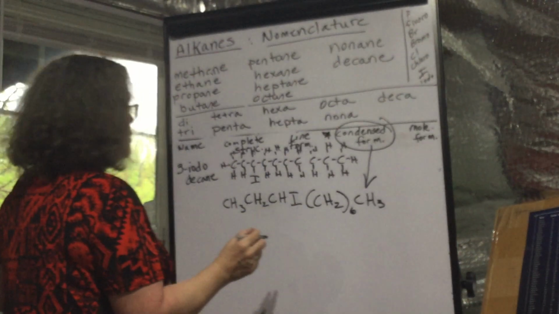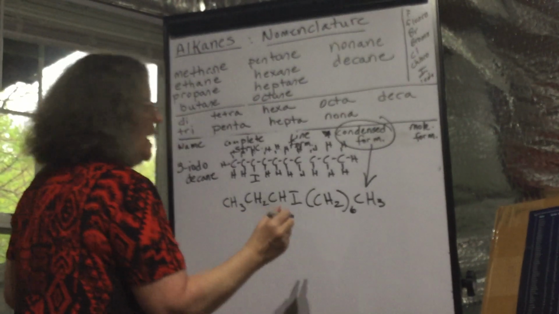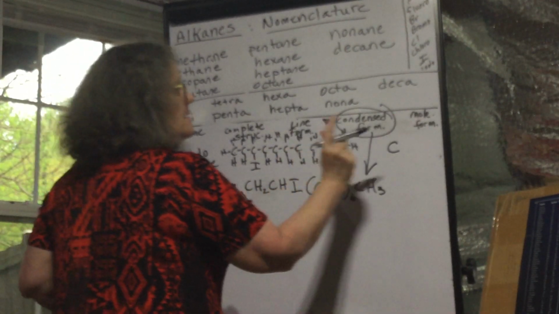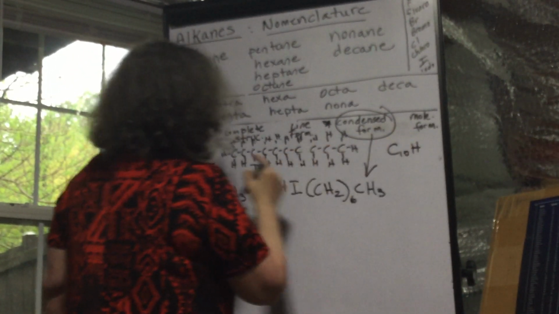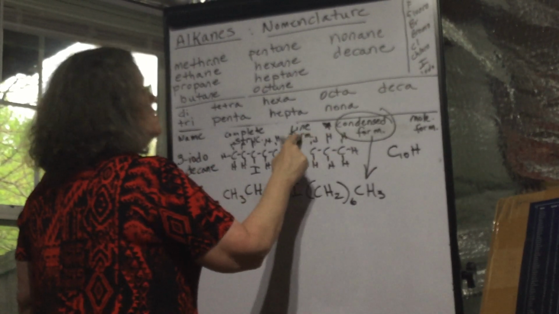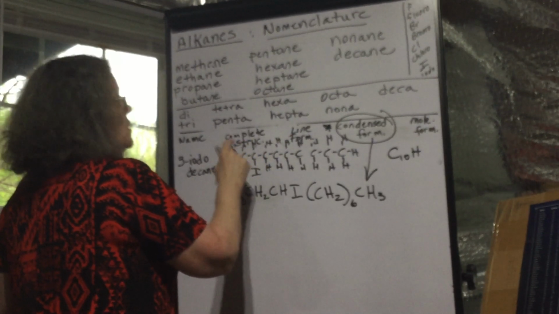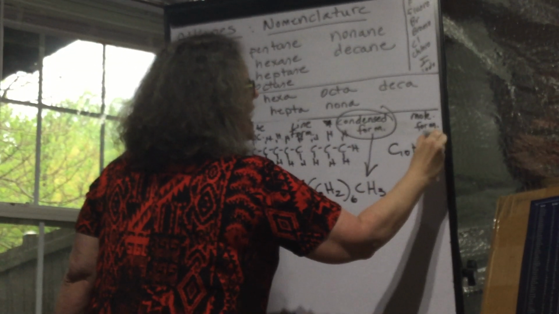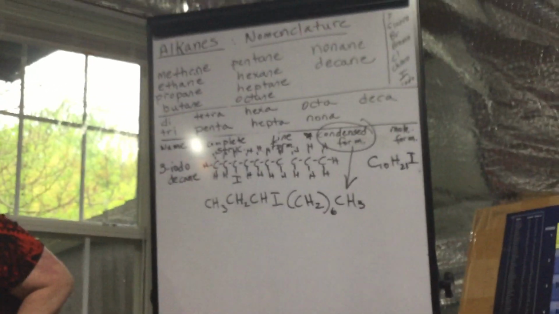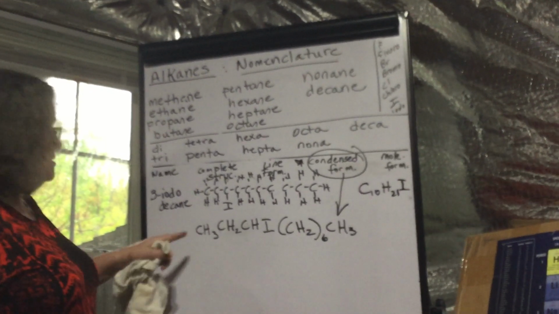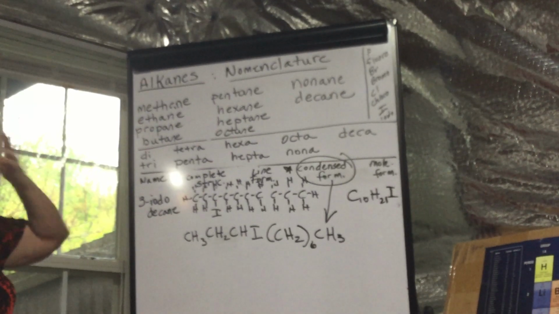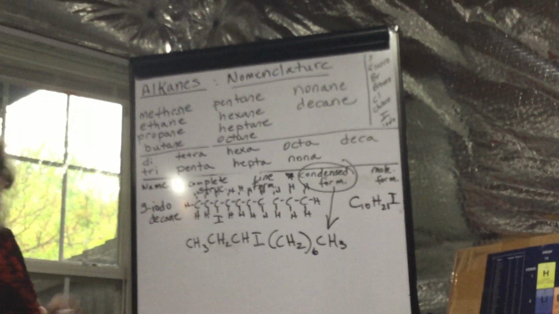Now, what's the molecular formula? For the molecular, how many carbons do I have? 1, 2, 3, 4, 5, 6, 7, 8, 9, 10. How many hydrogens do I have? 1, 2, 3, up to 21. And then I have an I. Let me double check that I counted those correctly. Yes. Okay. So I didn't do something stupid on the video again. So this is 3-iododecane. Now, in some cases, you're just going to be given the formula.